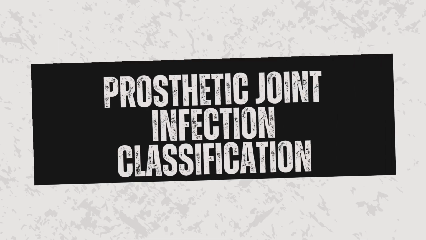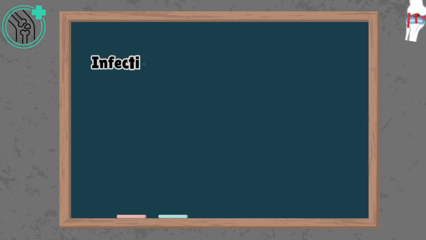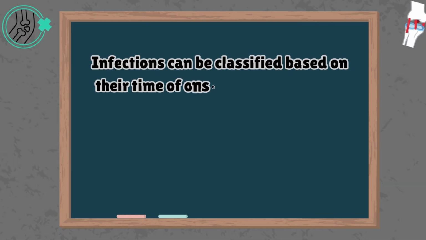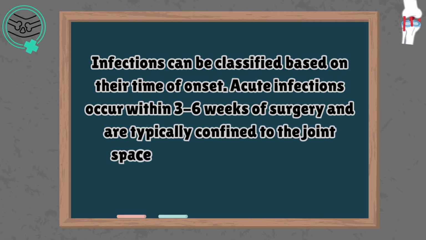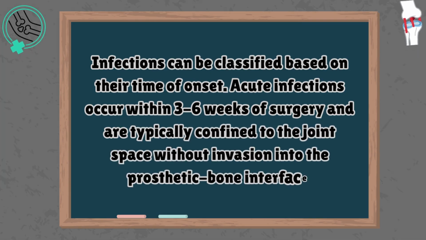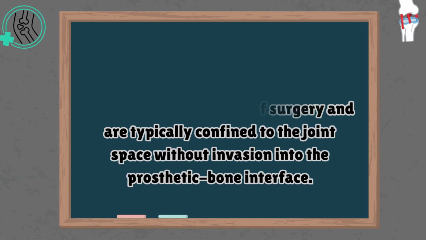Prosthetic joint infection classification. Time of onset. Infections can be classified based on their time of onset. Acute infections occur within 3 to 6 weeks of surgery and are typically confined to the joint space without invasion into the prosthetic bone interface.